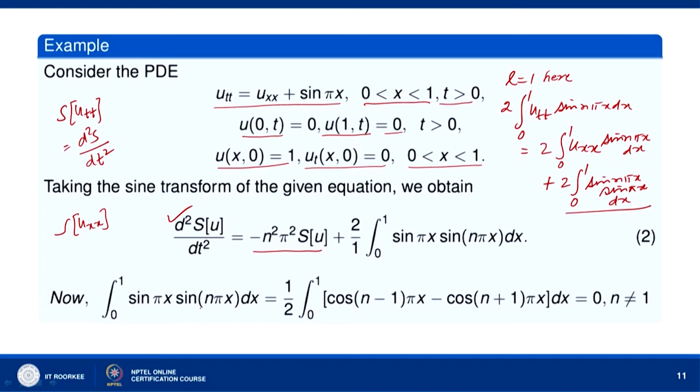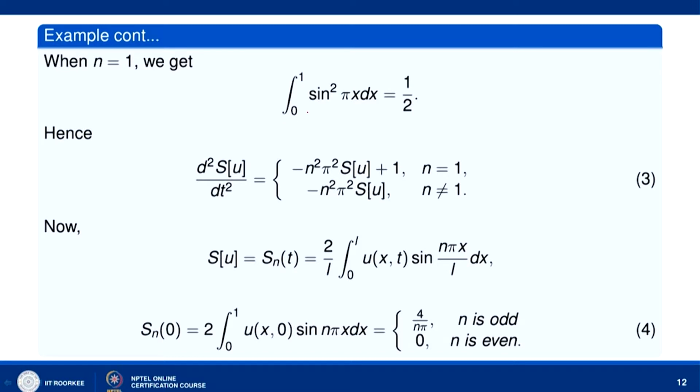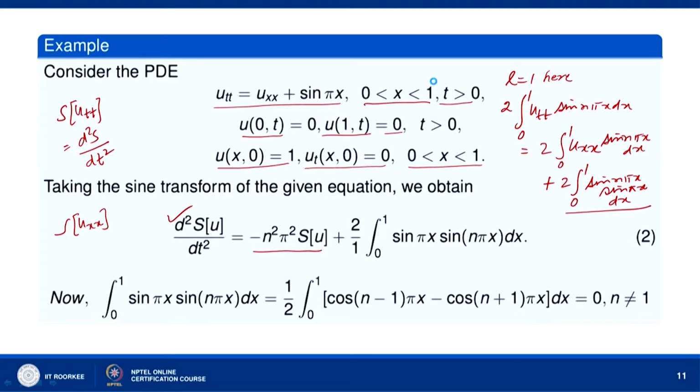And when n is equal to 1, we will get integral 0 to 1 sin square pi x dx, that value we can calculate separately. So, this integral is 0 when n is not equal to 1, and when n is equal to 1 we get 0 to 1 sin square pi x dx. We can easily integrate sin square pi x, put the limits and see that it is 1 by 2. So, what do we notice now? We notice that this quantity becomes 0 when n is not equal to 1. And when n is equal to 1, this becomes half.